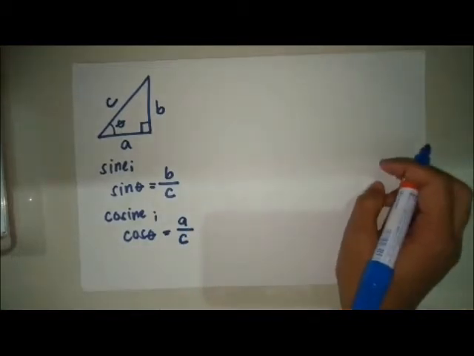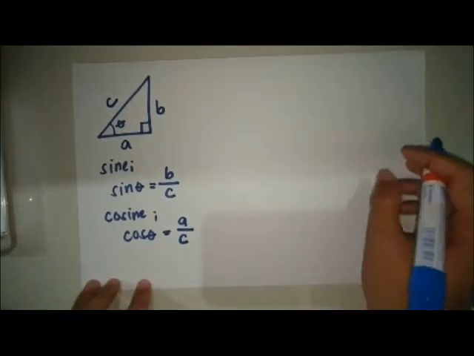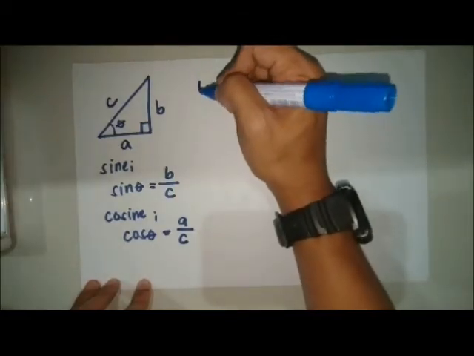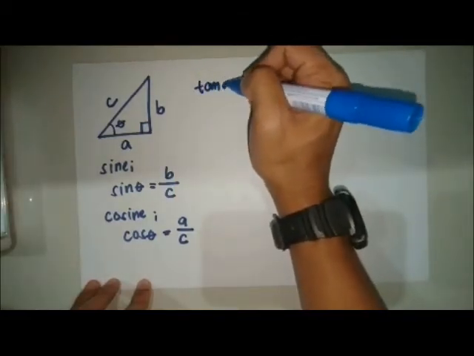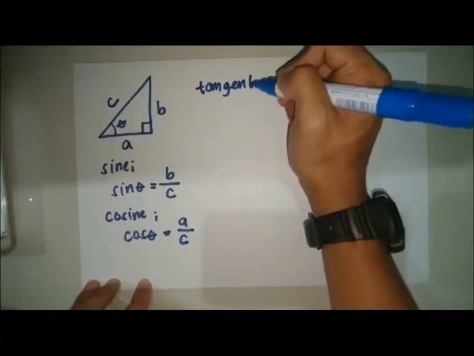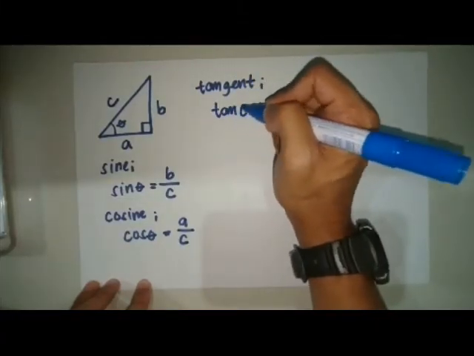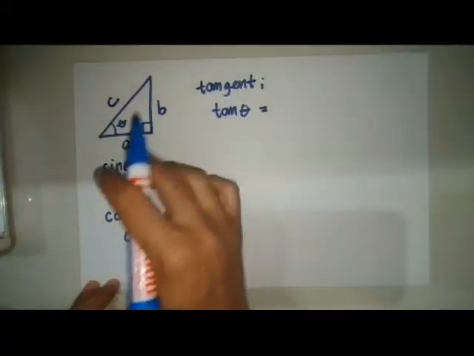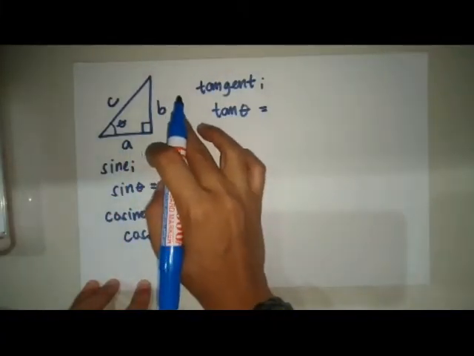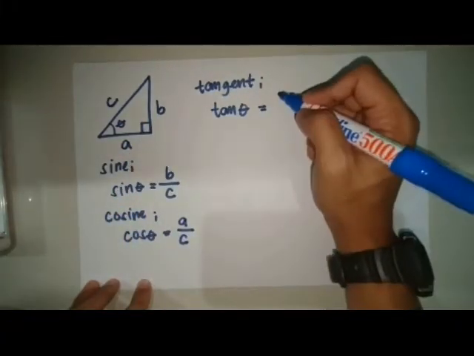Okay? Then the next is the tangent. So meron tayong tinatawag na tangent function. So that is your tangent. So ang tangent, you have tangent of your angle theta. So equal yan sa the opposite all over the adjacent. So that is B over A.